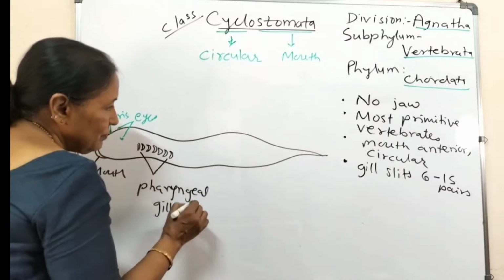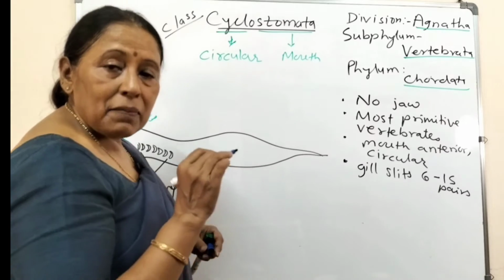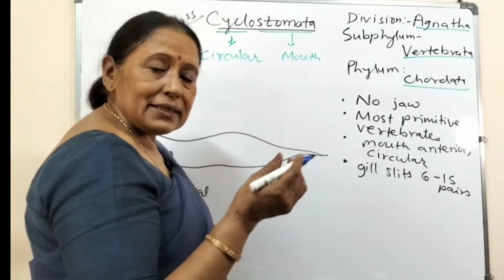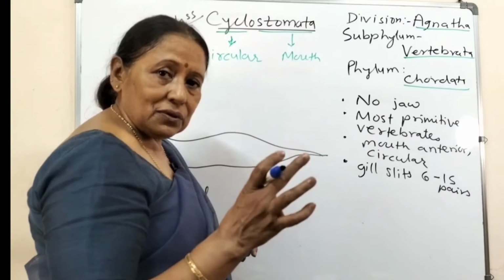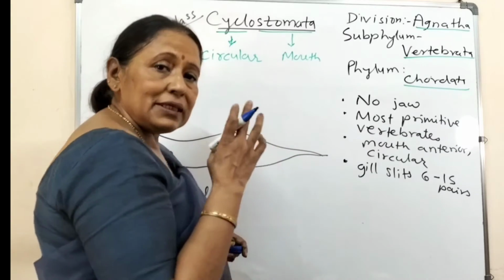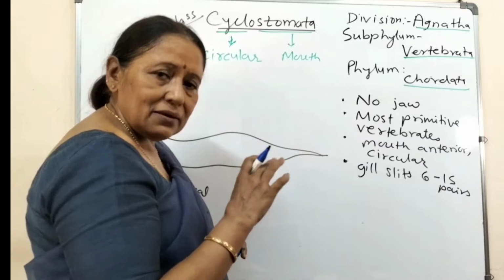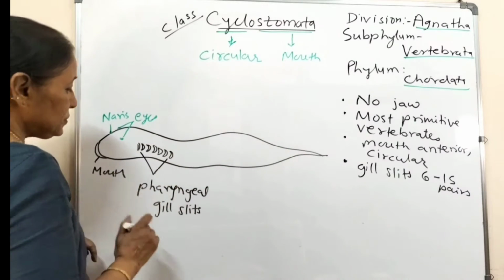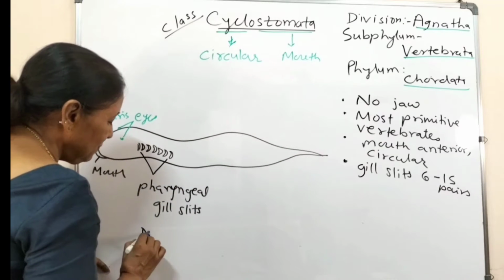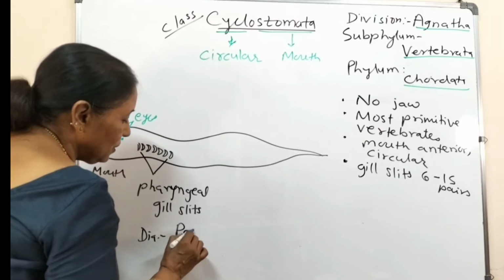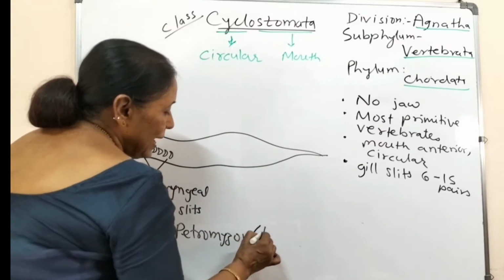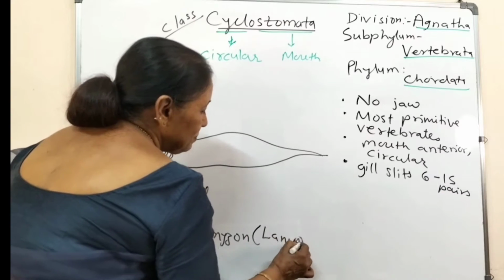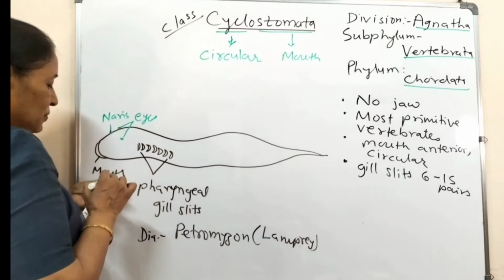Remember this. When the question is about the gill slits present in different cyclostomes, it may be from 6 pairs to 15 pairs. Whereas in case of Petromyzon, this is the diagram of Petromyzon, also called lamprey. This is lamprey. Fine. What else?